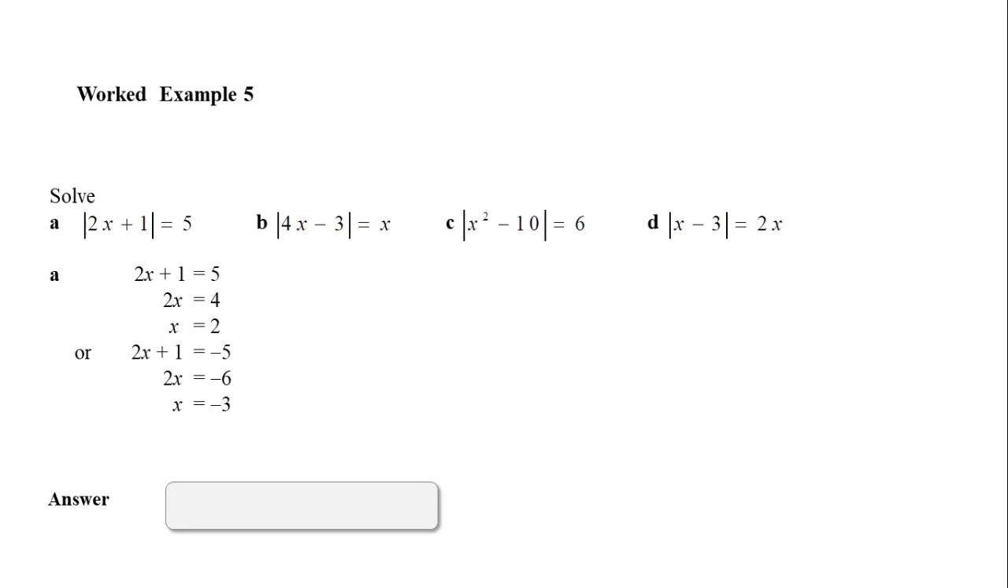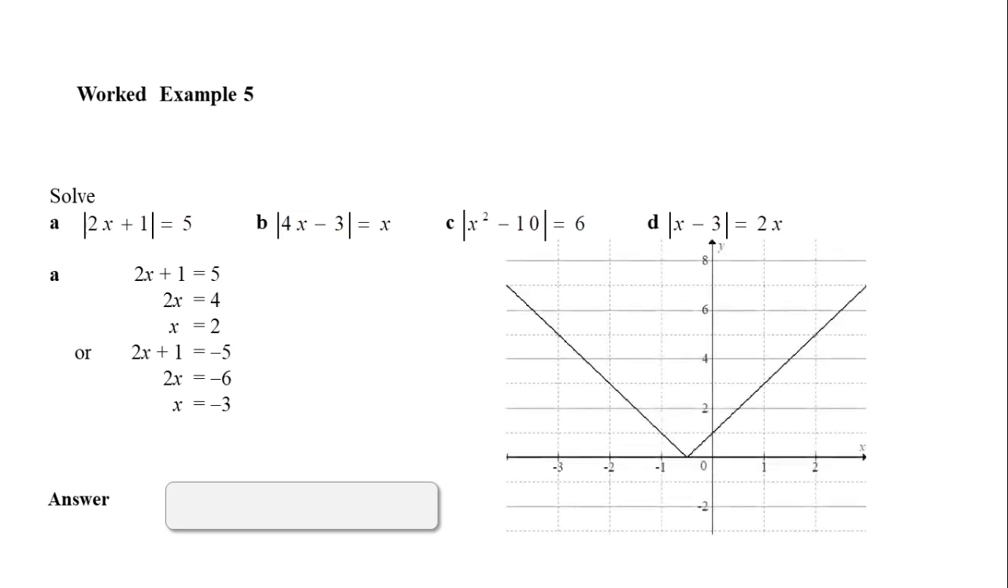Of course, you don't know yet how to graph a modulus function unless you have already studied graphing of modulus functions. But I want to show you the graph of a modulus function. The graph of 2x plus 1, with an absolute value or with a modulus sign, is this. Now, if I put the graph of y is equal to 5, the green line, it intersects the graph of the modulus function at 2 points.